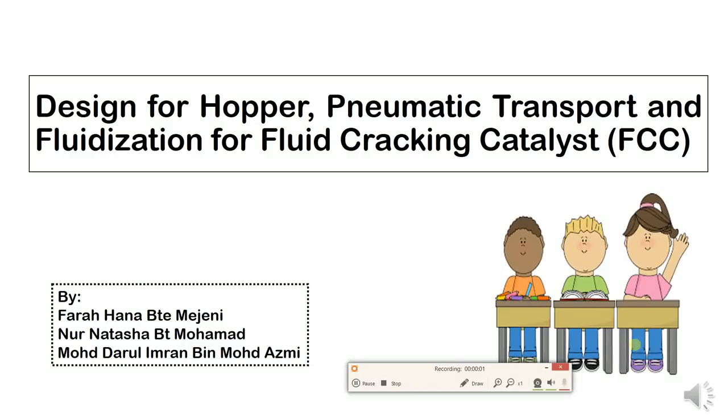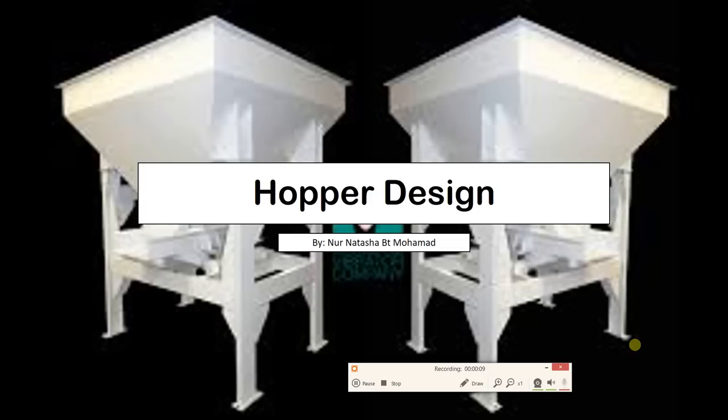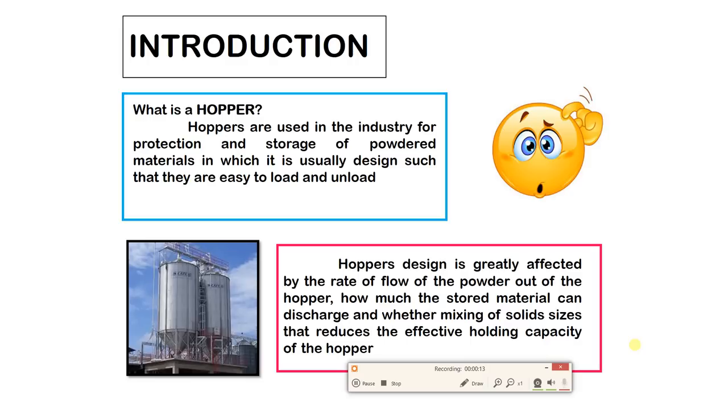Hello everyone, here is our design for hopper, pneumatic transport and fluidization for fluid cracking catalyst. First, we'll proceed to the design of hopper.